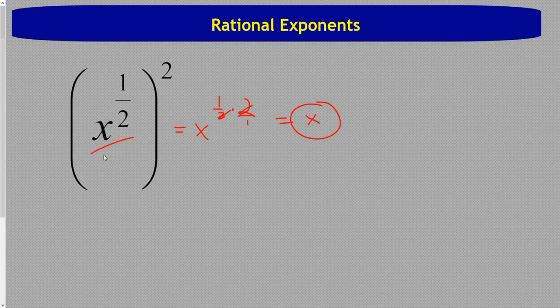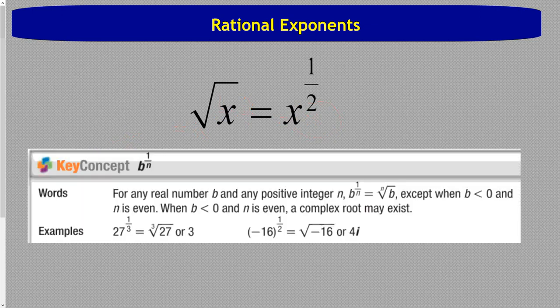So if we square x to the 1/2 and we get x, what did x to the 1/2 have to be so that when we square it, we undo it? It had to be the square root of x, right? So rational exponents are a way that we can express radical expressions through exponents. Okay, so x to the 1/2 is equal to the square root of x.